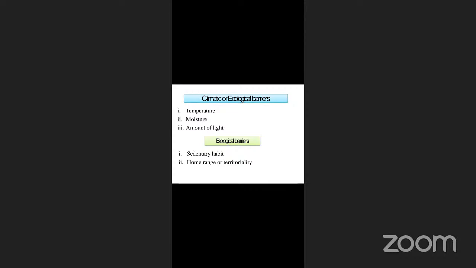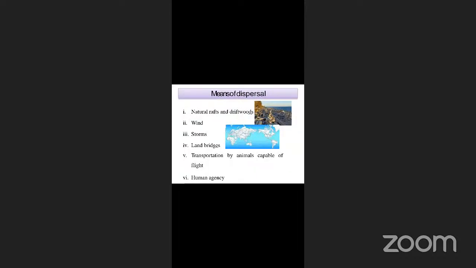Then biological barriers, which include sedentary habit. That means some animals don't tend to move very quickly, or they don't distribute. Then home range or territory, they will make a comfort zone, and only in that particular region will they be moving. So these are the biological barriers. Then means of dispersal.